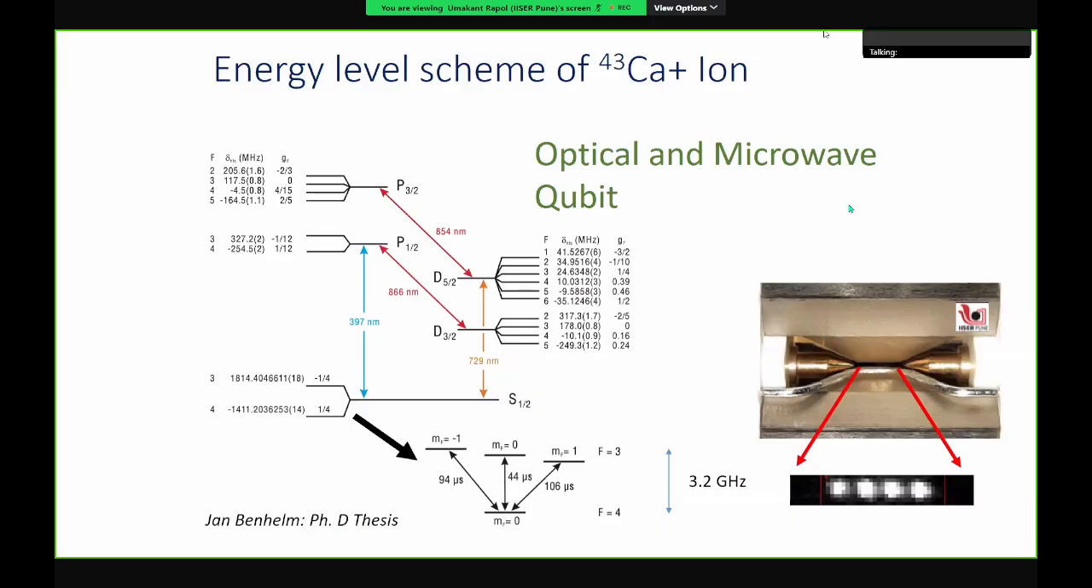Yeah, so there is another isotope, which is the calcium 43 isotope, where, because the isotope has a nuclear spin, the ground state S 1/2, actually the total angular momentum of this ground state, is not 1/2 anymore. It is 3 and 4 because of the addition of the nuclear angular momentum. And then you get 2 hyperfine ground states.